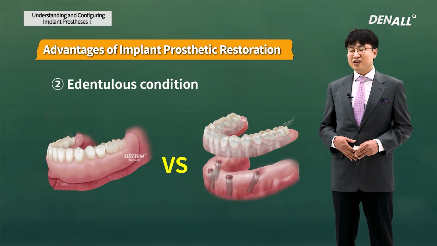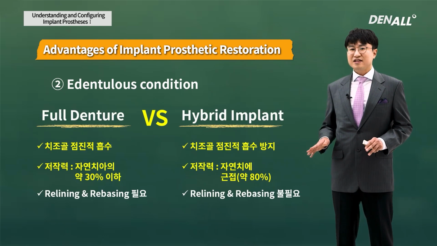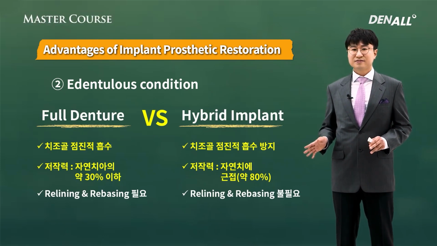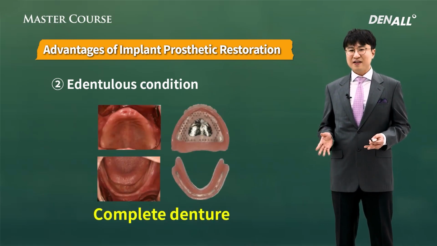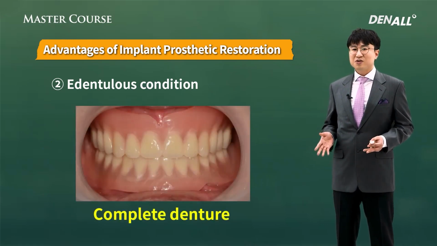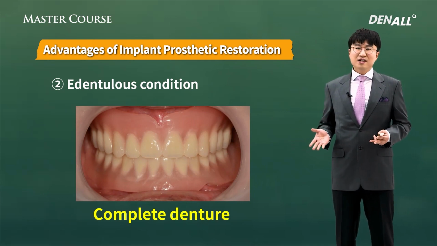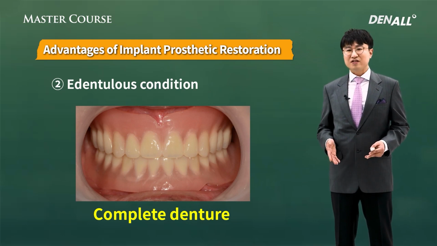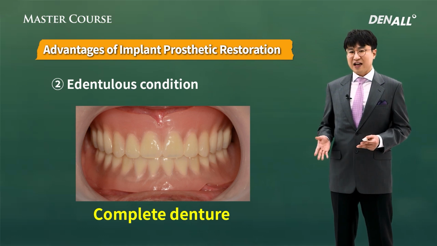If you have the economic means and are able to place multiple implants, then you could have mastication close to the natural teeth level. With a complete denture, even if you make a good one, recovering satisfactory mastication was not easy. And with time, there was bone resorption, and of course the denture becomes more uncomfortable. That is what happens in most cases.